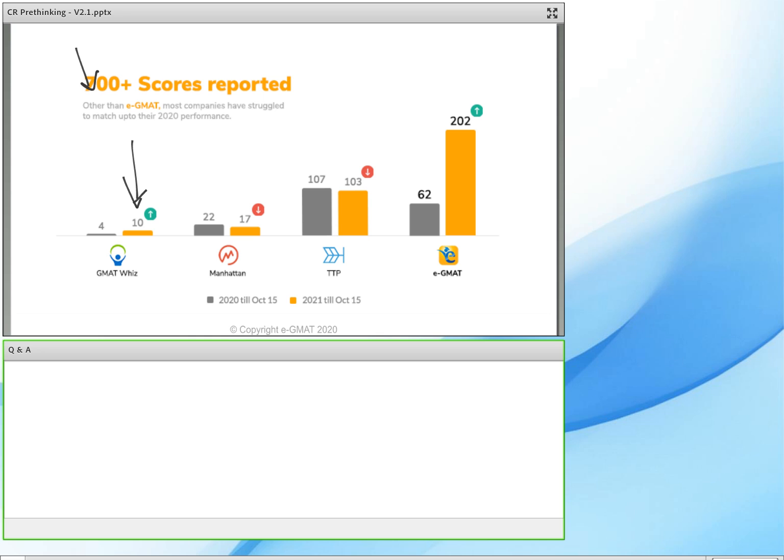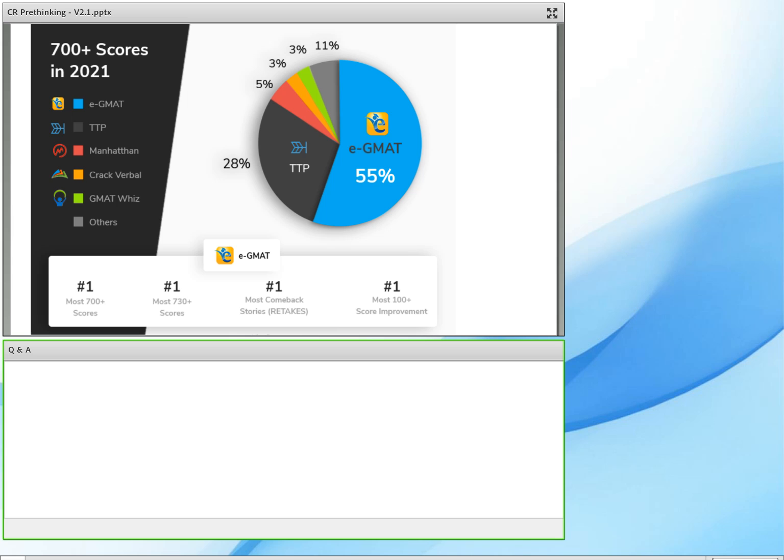And this data is only from 1st of January till October of 2015. If you compare us versus TTP, what you'd find is that there's more than a 3x jump. A lot of that was because of the enhancements that we did starting towards the end of 2020 and all the way into 2021, because of which we accounted for 55% of all 700 plus scores on GMAT Club. In fact, not only that, we accounted for most 730 plus scores and most 100 point score improvements or so.